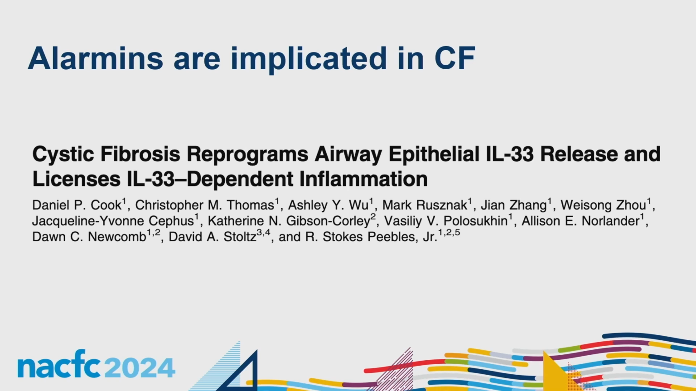Alarmins have been implicated in the pathogenesis of CF. We just saw recently Dan Cook's nice paper in a mouse model of CF, as well as some primary human airway epithelial cells, that CF mice were more primed to produce IL-33 in response to an allergen challenge. And this was modified by CFTR modulators as well, and decreased in that setting.